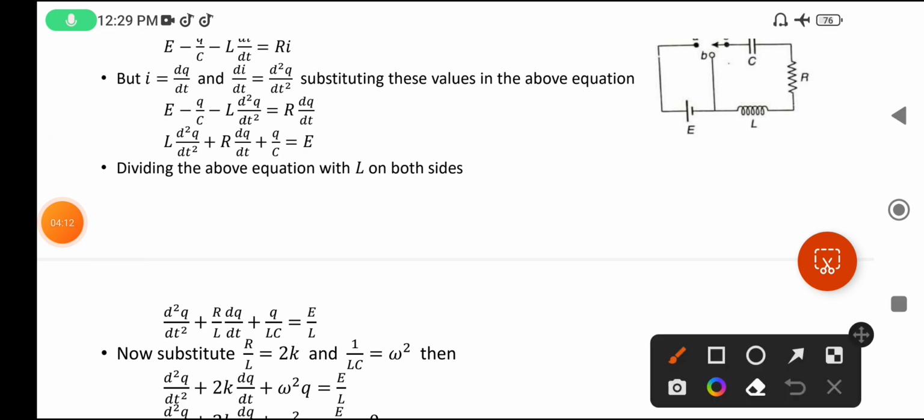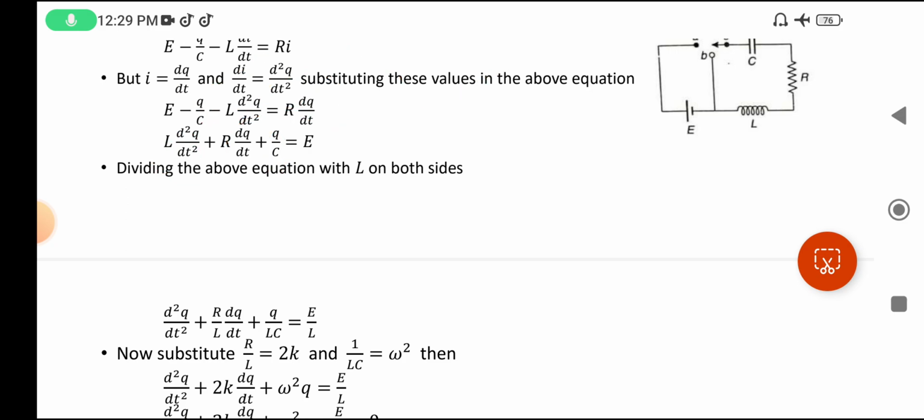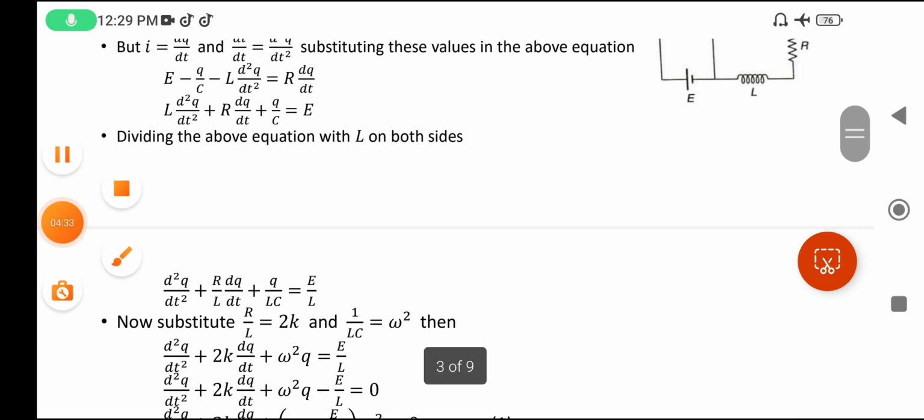So see here, it is brought to this side, so this term you have to write first. Okay, and next this term, and next if you bring this minus q by C to this side, write it, and keep E on that side only. So E is kept on that side without changing. Why? On that side it is positive.